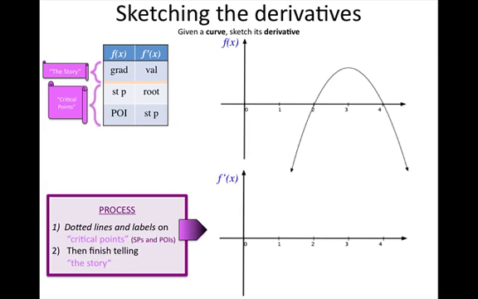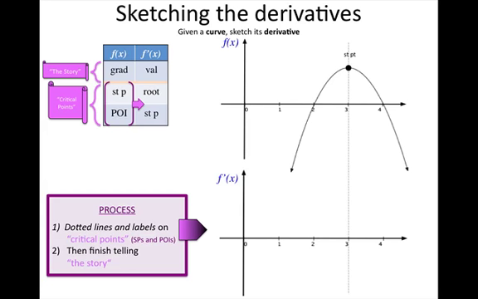Okay, so first things first, we do dotted lines and labels on the critical points. Our critical points in this case are, we are looking, in our f of x curve, for the stationary points and the points of inflection. Those are our critical points, and they will become roots and stationary points respectively. So we're looking for stationary points and points of inflection. And we can see we've got a stationary point at 3. So what we do is we draw a dotted line down.